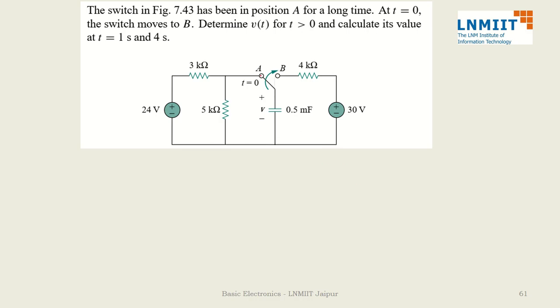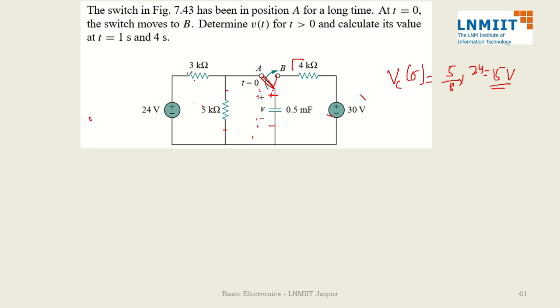So here this is the position of the switch for a long time. The capacitor is not connected to this part of the circuit. So 20 volt, 4 volt is connected at DC conditions. Capacitor will behave like an open circuit. So whatever is the voltage across this 5 kilo ohm, that is the same as across this capacitor. So that voltage is 5 by 5 plus 3, 5 by 8. So V capacitor at 0 minus is 5 by 8 into 24, so 15 volt. Good.